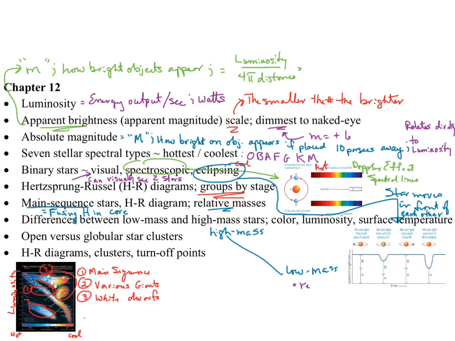Then I said, how would you compare them? The color of a low mass star is going to be red, and the color of a high mass star is going to be blue. The luminosity, capital L, of a low mass star would be low, and the high mass would be high luminosity, cool and hot.